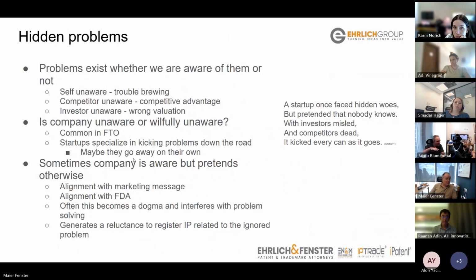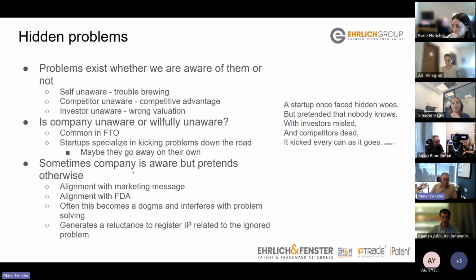Hidden problems. People like ignoring problems or avoiding them or not knowing about them. It's especially an issue when we talk about freedom to operate, but it's also an issue, and I've had this, the company wants to pretend that a certain class of problems doesn't exist. And they want to pretend it because they have a marketing message or because they're talking to regulatory authorities. And then they tell you, you can't file a patent on how to solve such and such a problem because our company dogma is that that problem doesn't exist. Until suddenly it does, and it's too late.